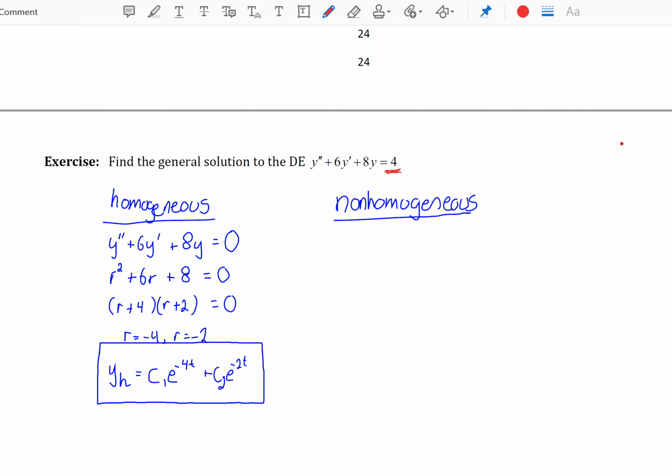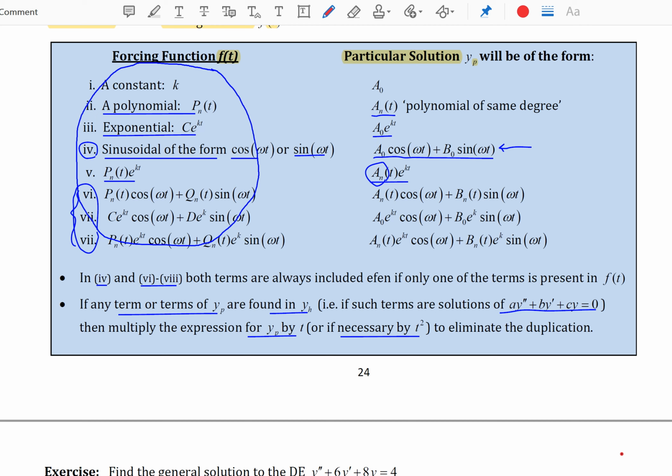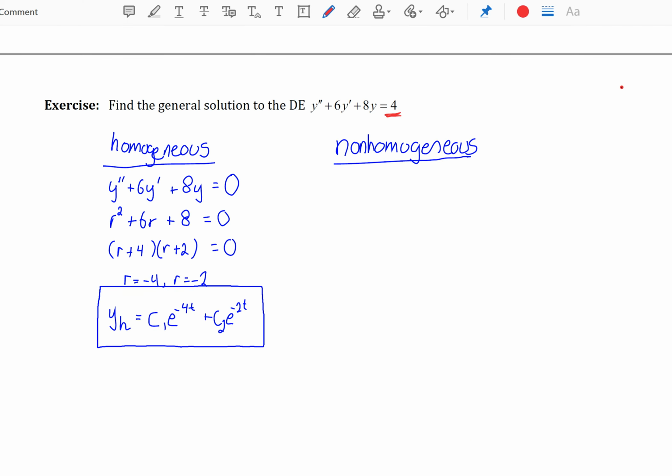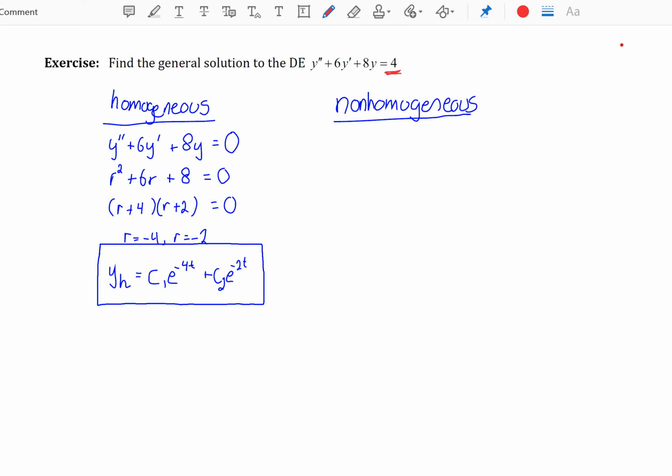Now I'm going to look back to our table. In the scenario where the right-hand side is a constant, we're going to guess that the particular solution yp will also be a constant, but we'll say it's an unknown constant at the time. That's what A naught represents, an unknown constant. So for our non-homogeneous DE, let's guess that yp is just equal to a constant.